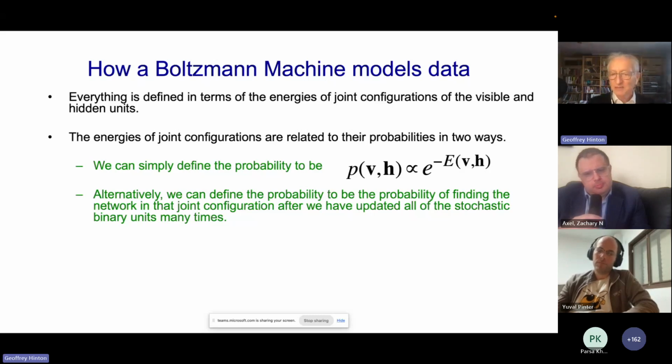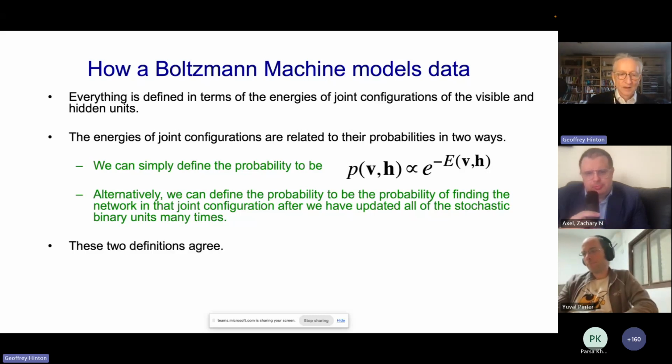Now you'll notice I expressed the probability of v and h as proportional to e to the minus the energy. That's important. It's not equal to e to the minus the energy, just proportional, because you have to normalize probabilities so they add to 1. But the point is those two definitions agree: what you could compute if you considered all possible configurations, and what you could measure if you just run it stochastically.